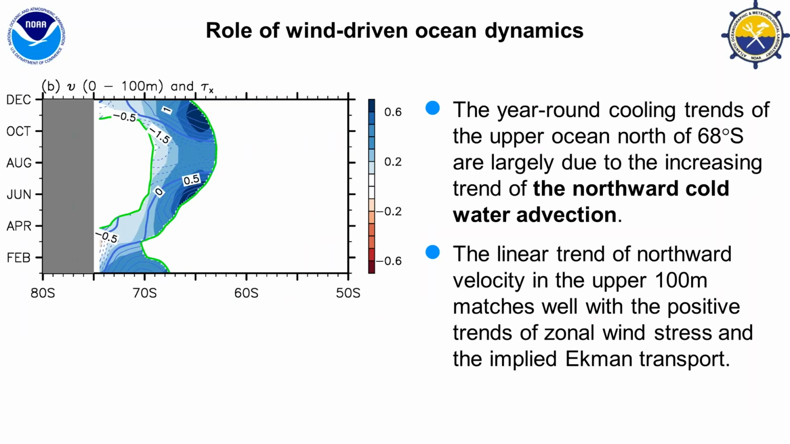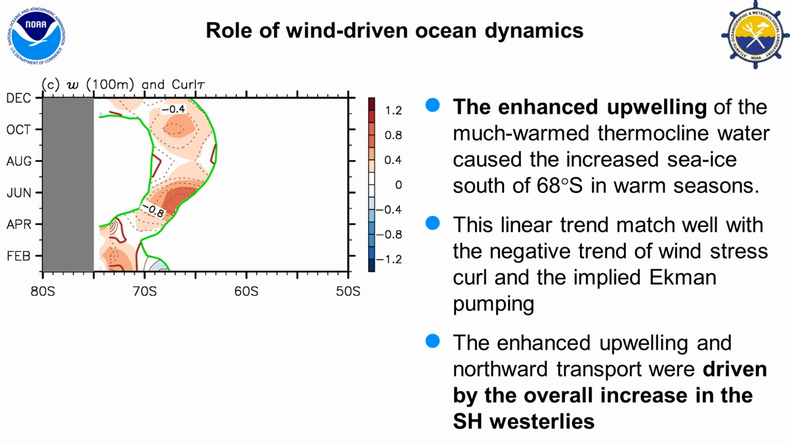And then let's take a look at what caused the warming. This is the vertical velocity at 100 meters. This color here shows upwelling; like I told you earlier, there's upwelling all the time. And what I'm showing you here in these contour lines is the wind stress curl. This negative wind stress curl corresponds very well with the increased upwelling here. So it looks like the wind stress curl, and the increase in the Southern Hemisphere westerlies, was actually responsible for the enhanced upwelling of warm water toward the surface, and also the northward transport of cold Antarctic water to the equator. That is all due to the increase in the Southern Hemisphere westerlies.